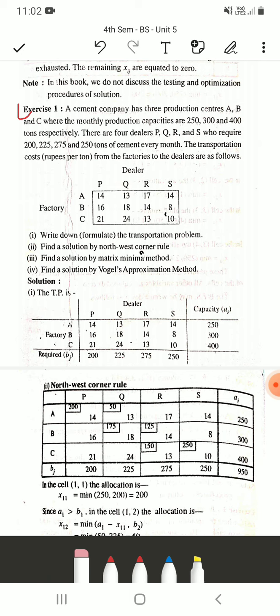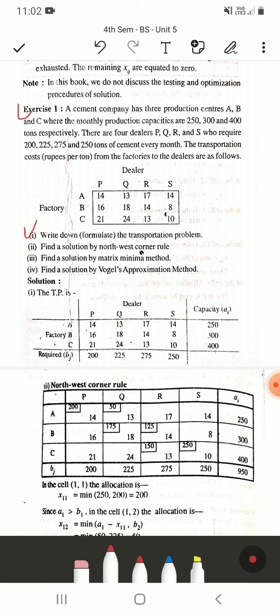So now the sub questions are: write down the transportation problem, find the solution by northwest corner rule, find the solution by matrix minima method, and find the solution by Vogel's approximation method. So first let us understand the question.